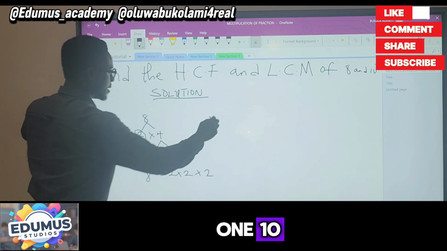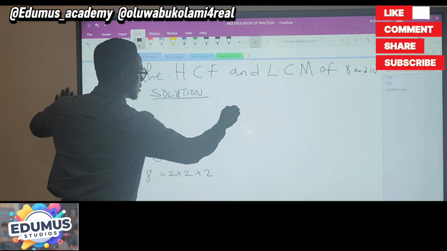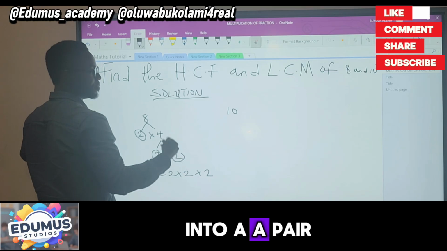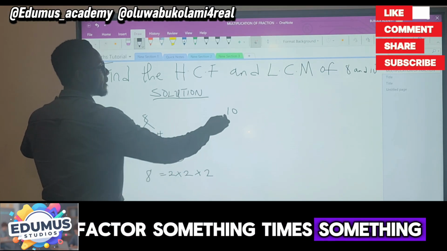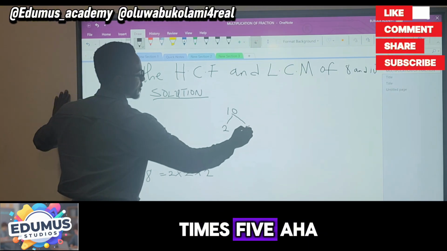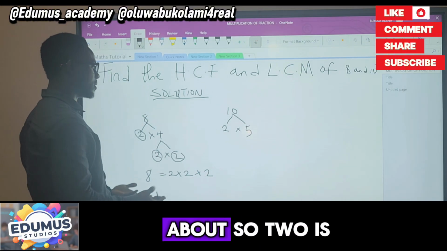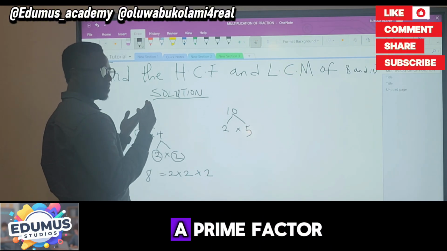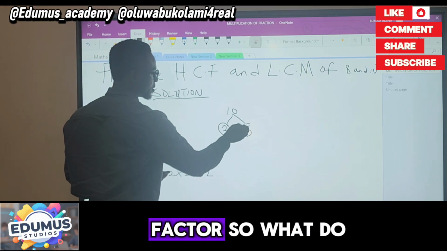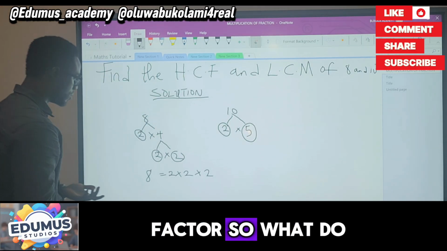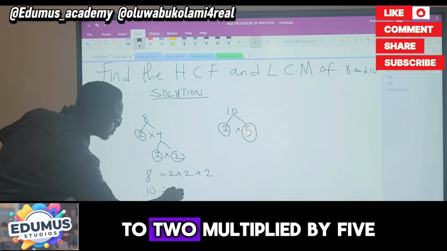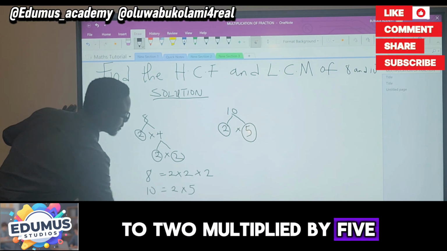Then the other one, 10. Let's get that of 10. 10 can be broken into a pair factor, something times something. That will be 2 times 5. Aha, this is what I'm talking about. So 2 is a prime factor. 5 is a prime factor. So our 10 is equal to 2 multiplied by 5.